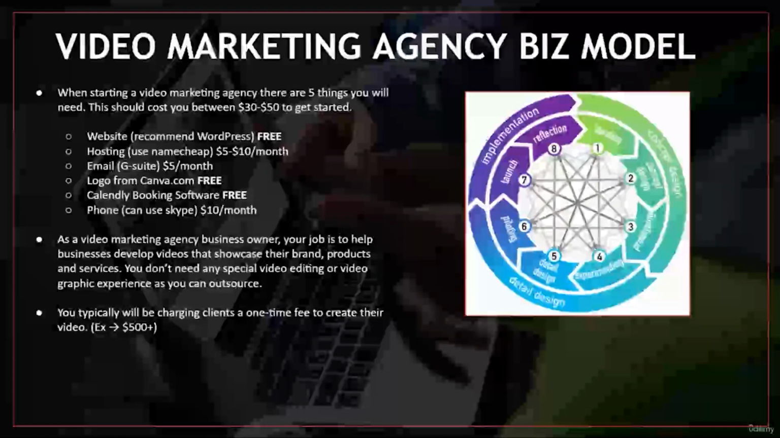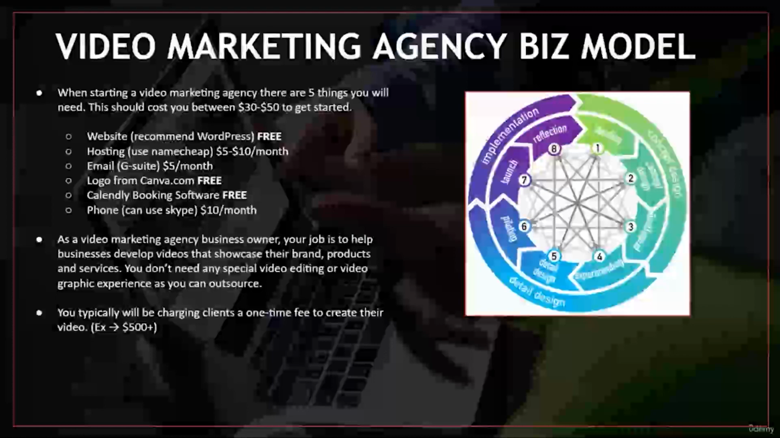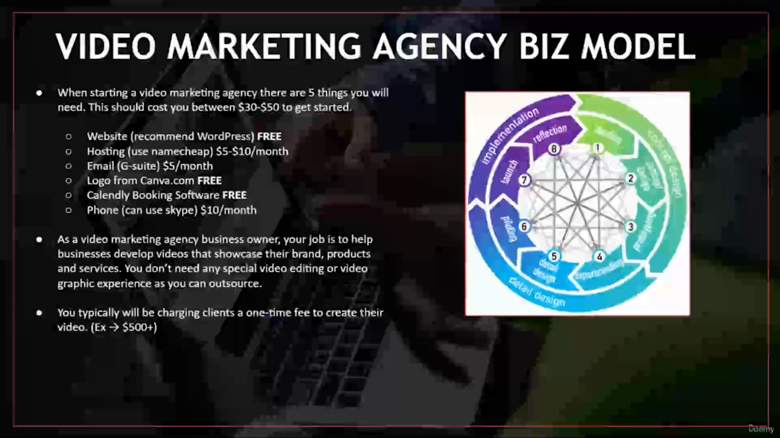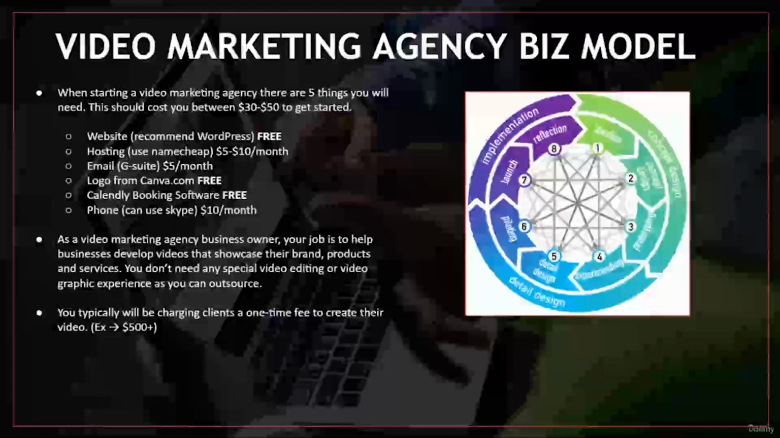So you're going to need a domain and a website. A website is free through WordPress, but you have to pay about $8 or $9 for a domain. And then you have hosting through Namecheap, which I recommend, $5 to $10 a month. And then you want to create a G Suite email for your business, because you want it to be at yourbusiness.com, not at Gmail or Yahoo, because you want to be professional, right?